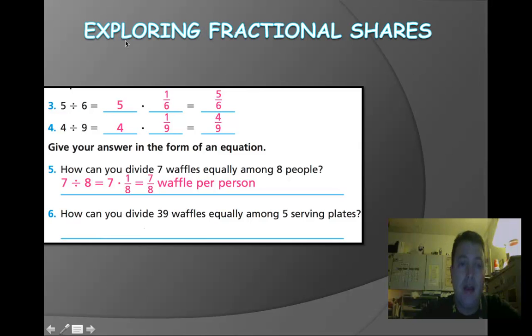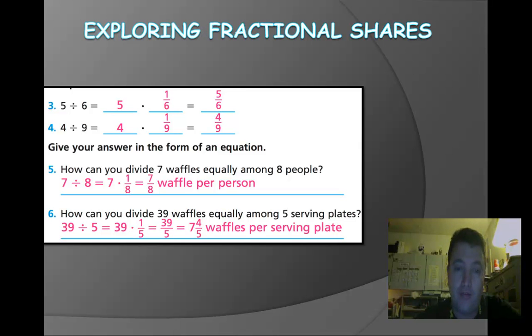How about 39 waffles amongst 5 serving plates? Give me one of those plates. I like that. That's a lot of waffles. Well, I'm doing 39 divided by 5 in this case. So that's 39 times 1/5, which is going to give us 39/5. When I get that, I get 7 4/5. And that's waffles per serving plate. So I'm going to take the plate that's got 7 4/5 waffles, and you each can have one too.